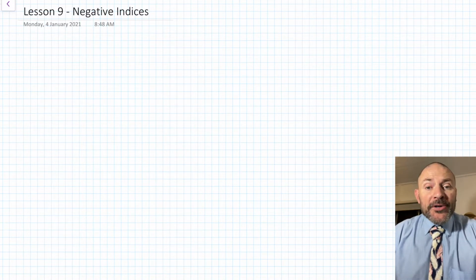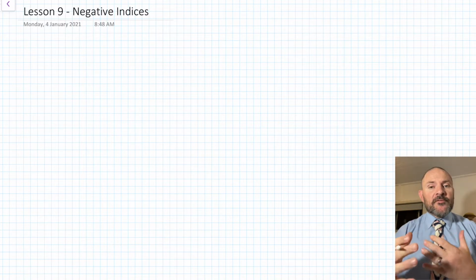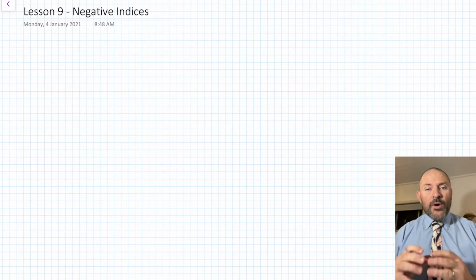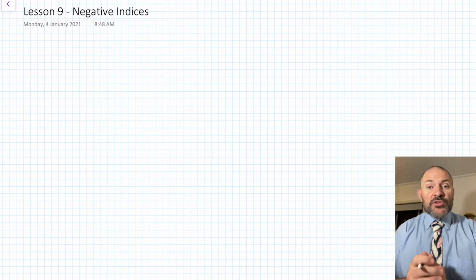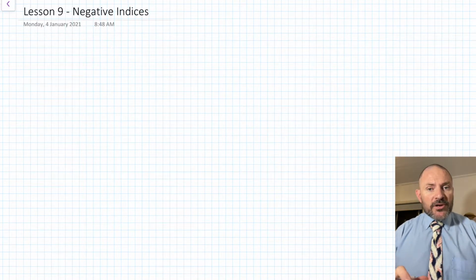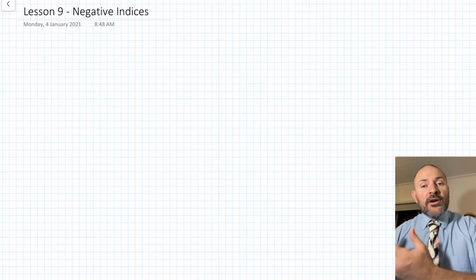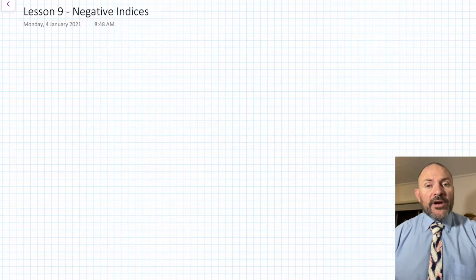Today we are going to be focusing on negative indices. Now in terms of 5.2, this is probably the one area where a lot of boys do struggle. So don't worry if you don't get it straight away. We'll work on it this year, we'll work on it next year, but hopefully we'll get better.